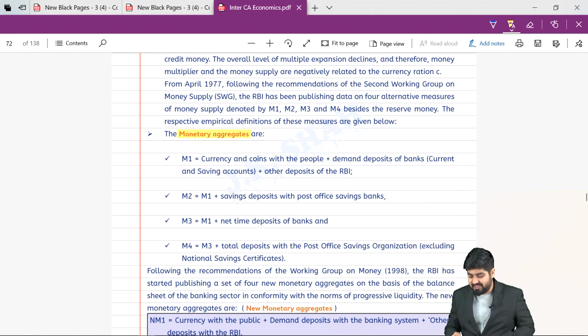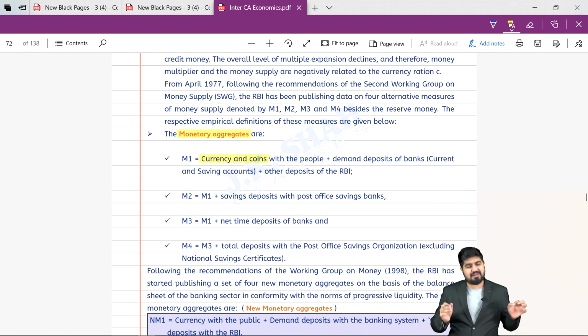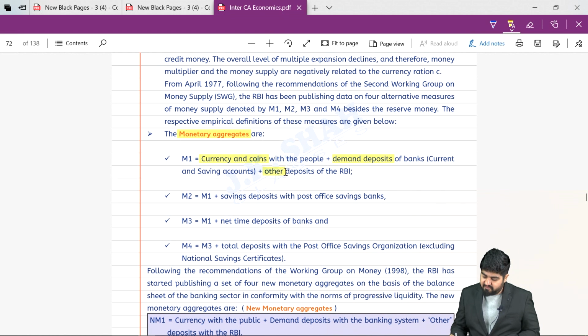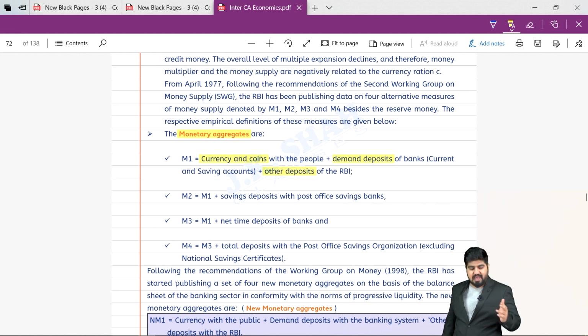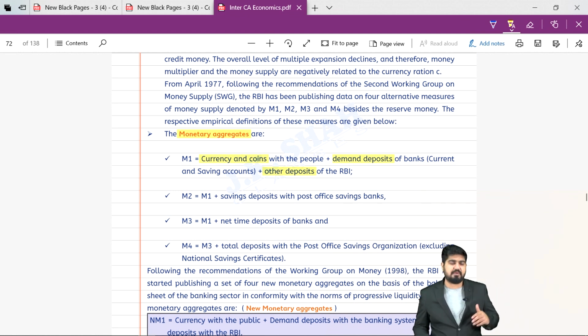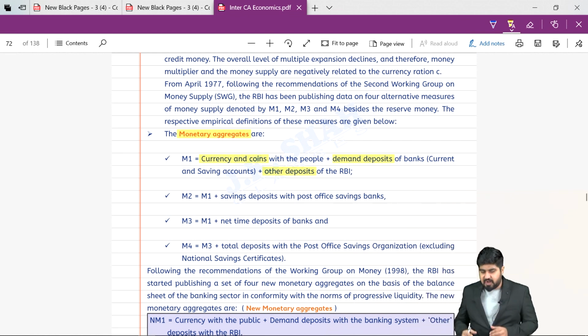Now, what do we have in M1? First of all, in M1, the first thing that we have is currency and coins with the public. That is nothing but currency. So currency notes and currency coins with the public, plus demand deposits of banks. Demand deposits of banks means saving account and current account deposit. And then we have other deposits with the RBI. Other deposits means banks are keeping money with the RBI, government is keeping money with the RBI. All that money will be part of M1.